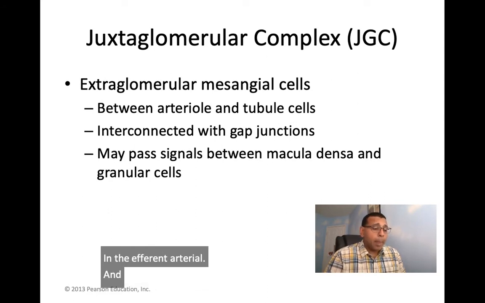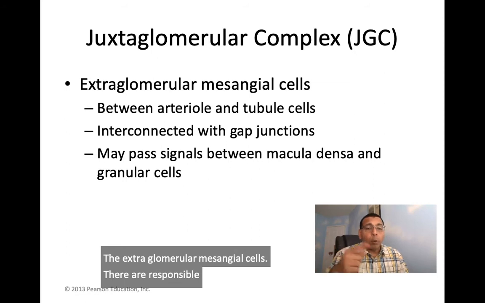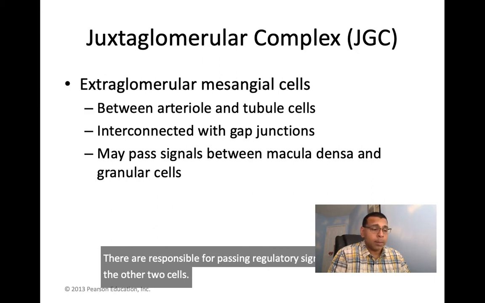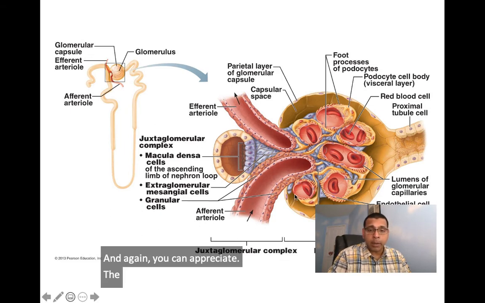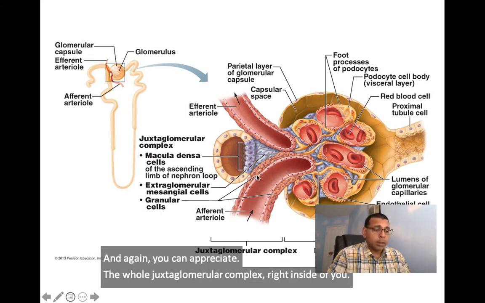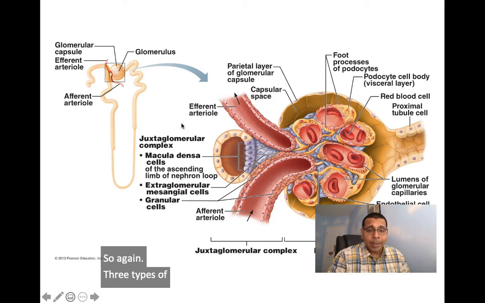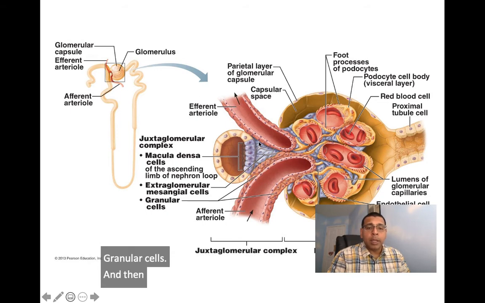And then third, the extraglomerular mesangial cells. They're responsible for passing regulatory signals between the other 2 cells. And again, you can appreciate the whole juxtaglomerular complex right inside of here. So again, 3 types of cells: macula densa cells, granular cells, and then third, extraglomerular mesangial cells.